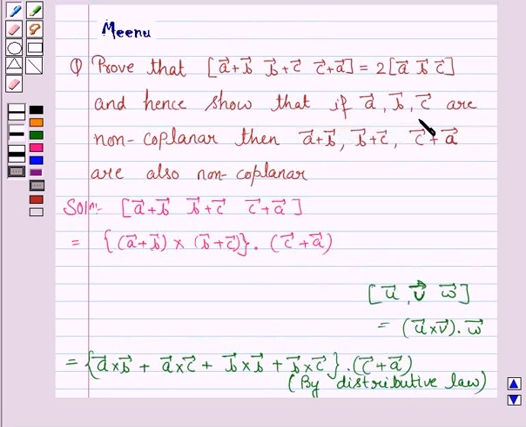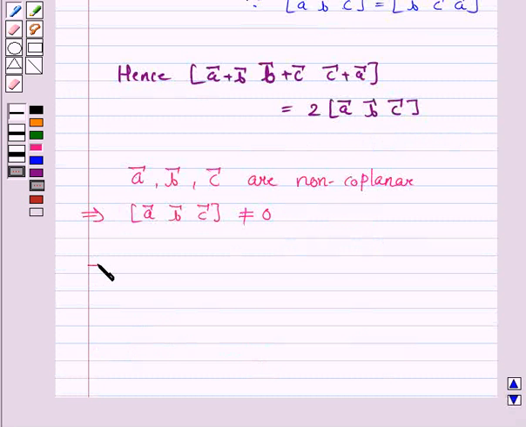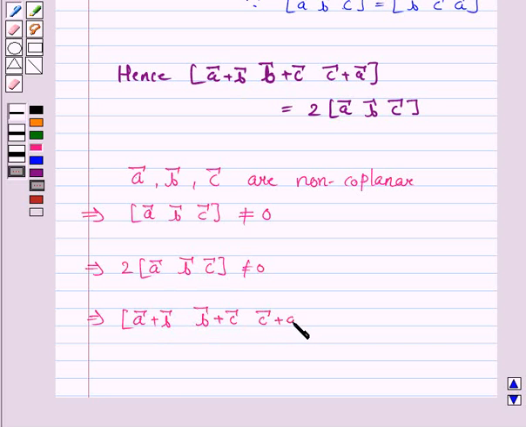Now we have to show that if vector A, vector B, vector C are non-coplanar, then vector A plus vector B, vector B plus vector C, vector C plus vector A are also non-coplanar. So we are given vector A, vector B, vector C are non-coplanar. Therefore, the scalar triple product of vector A, vector B, vector C is non-zero. So this implies twice the scalar triple product of vector A, vector B, vector C is non-zero. But twice the scalar triple product of vector A, vector B, vector C is the scalar triple product of vector A plus vector B, vector B plus vector C, vector C plus vector A.